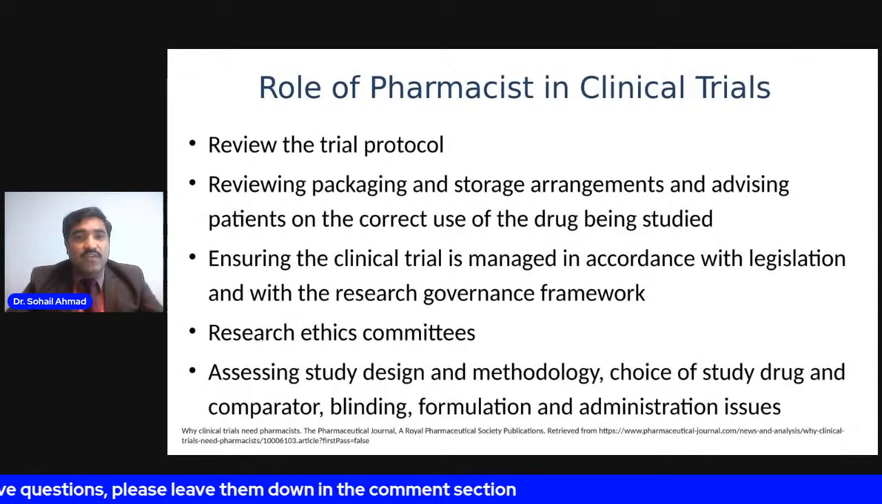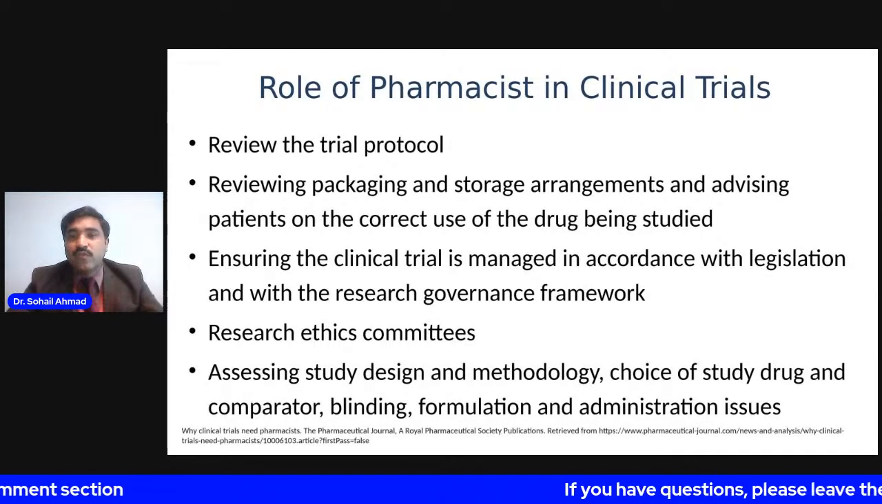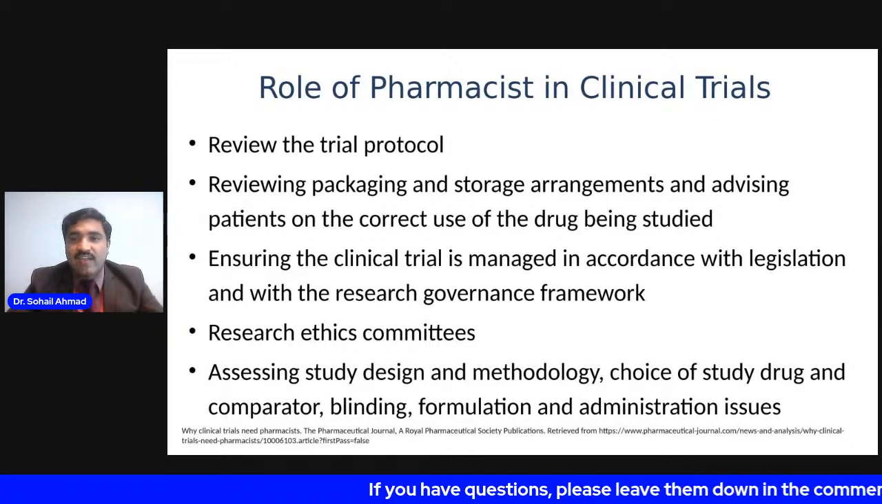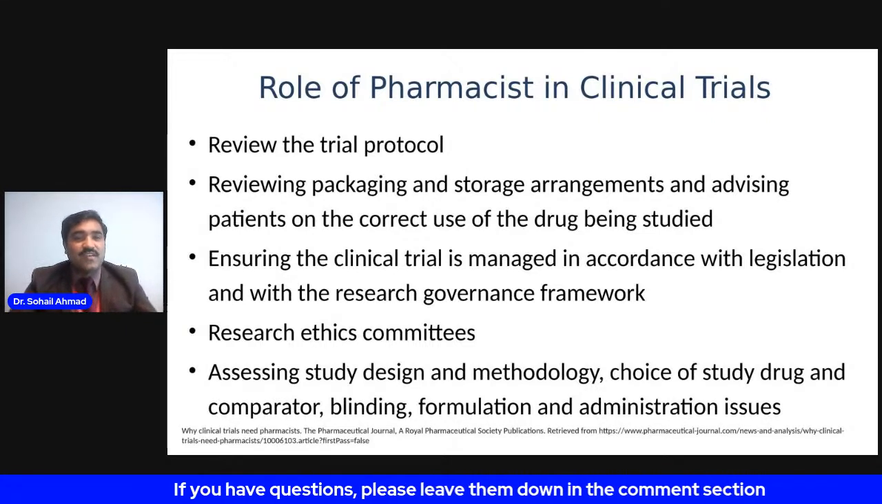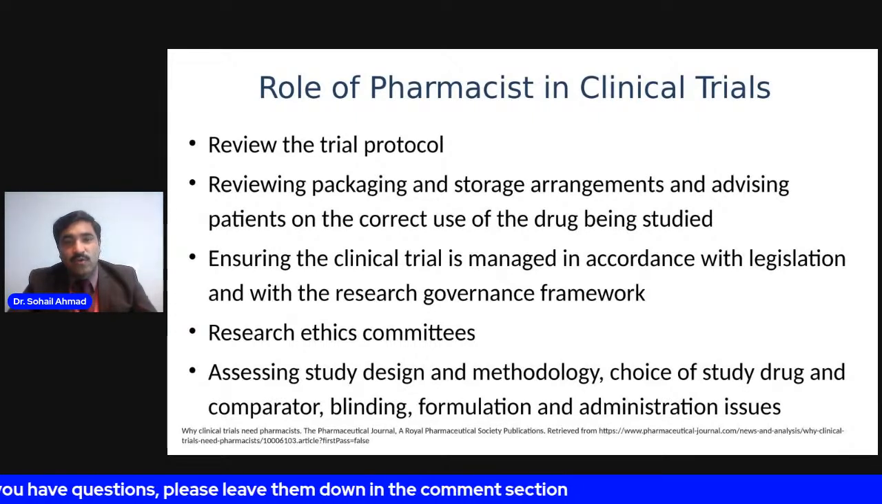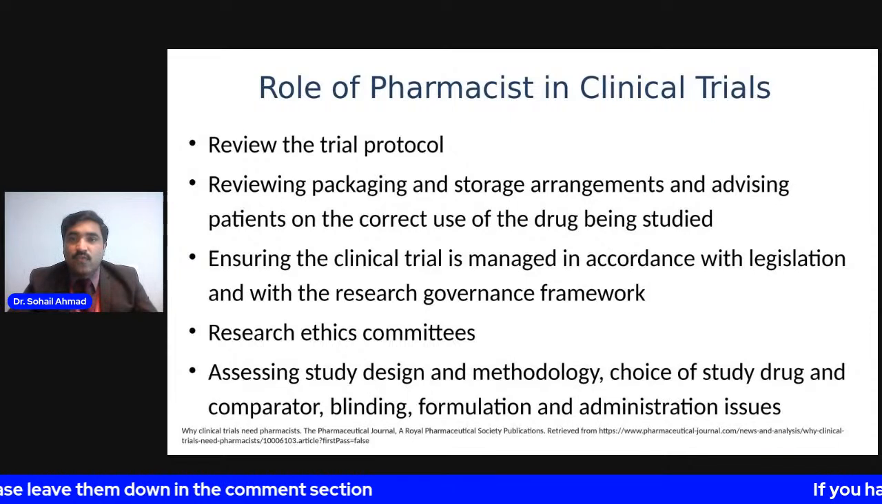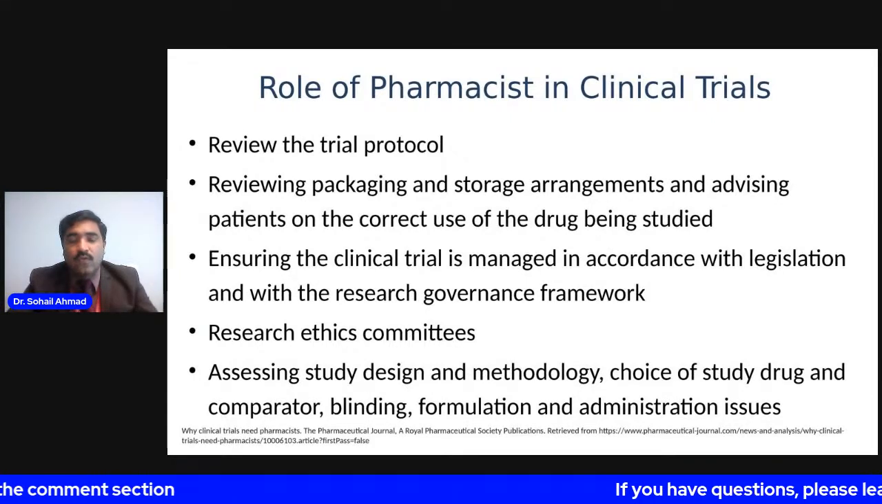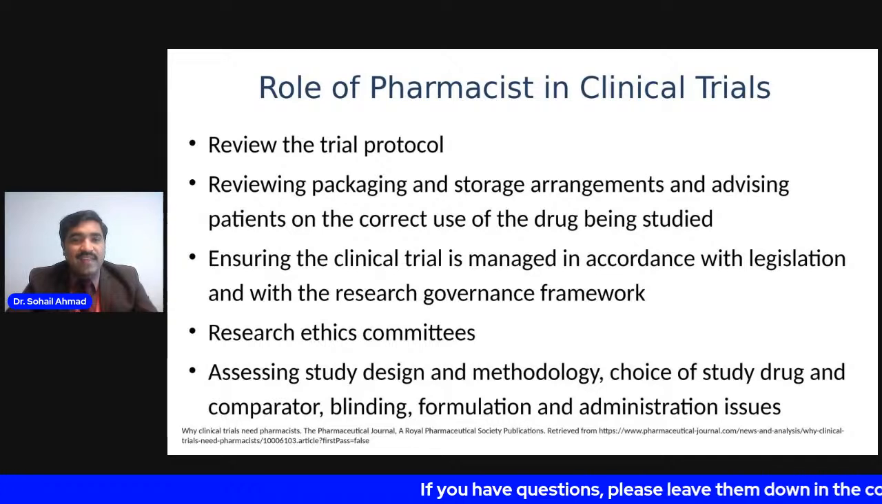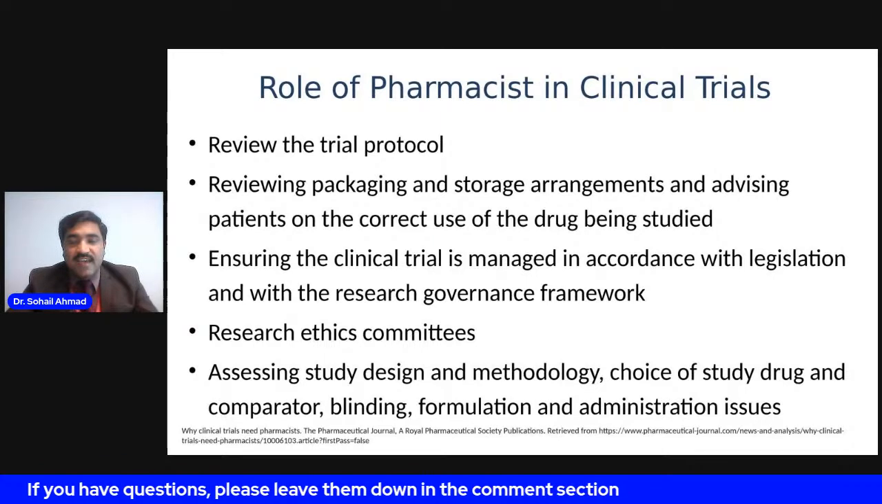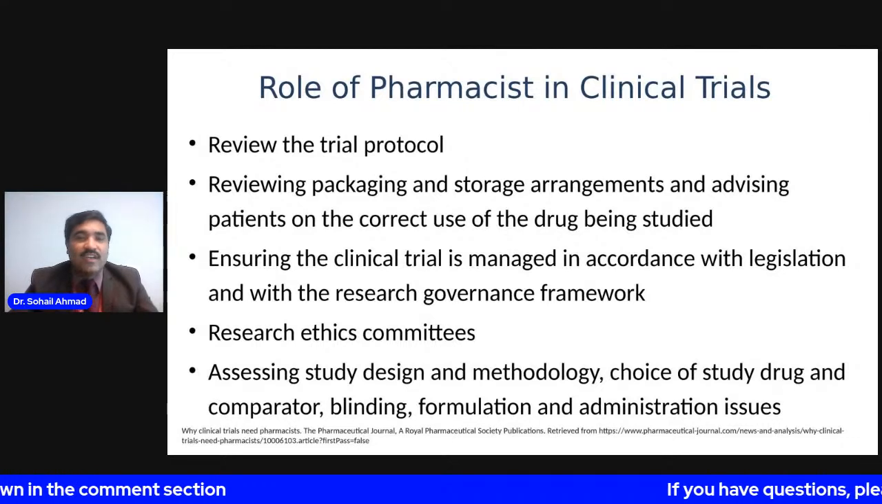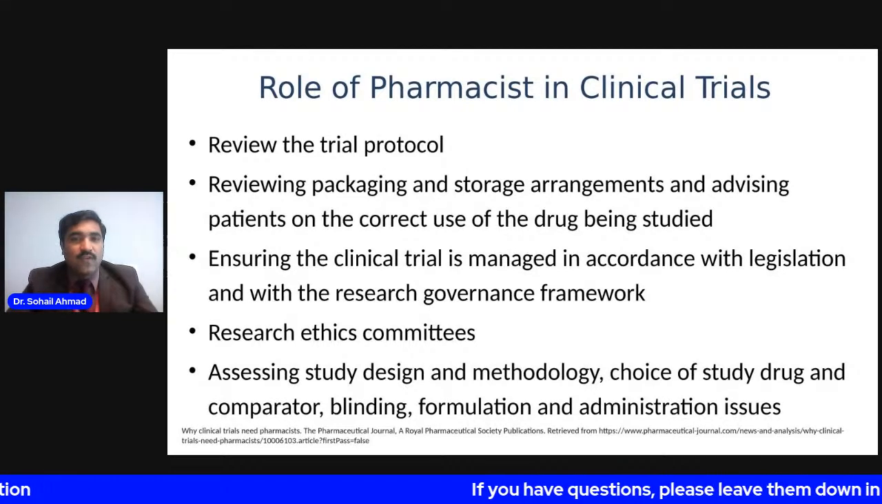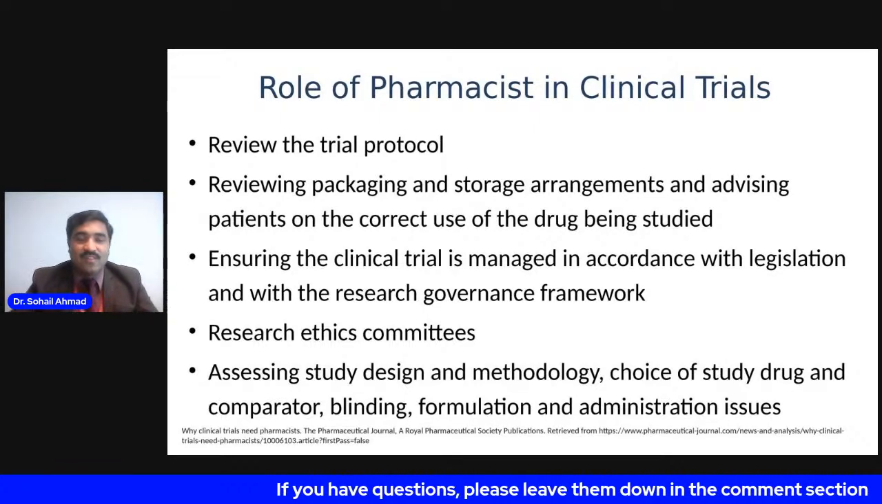They can help to review the trial protocol, review packaging and storage arrangements, advise patients on correct use of the drug being studied, and ensure the clinical trial is managed in accordance with legislation and the research ethics committee, including human ethics for clinical trials and animal ethics for preclinical studies. They also assess study design and methodology, choice of study drug, comparator, blinding, formulation, and administration related issues. The pharmacist can play a vital role.